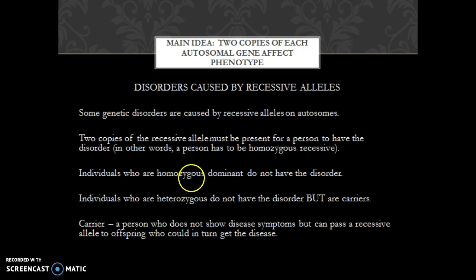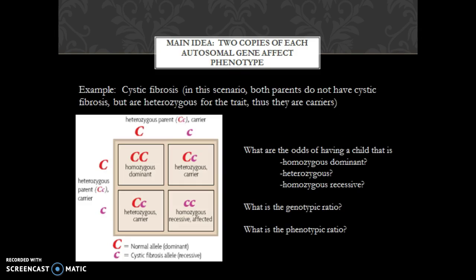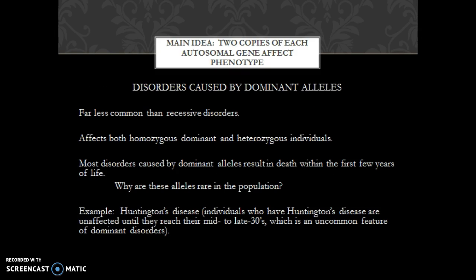Once again, they were fine, homozygous and heterozygous, because they had at least one dominant allele, meaning that the recessive allele that they had if they were heterozygous was not effective. We used an example of cystic fibrosis to see how heterozygous parents or carriers could have a child with the disorder.